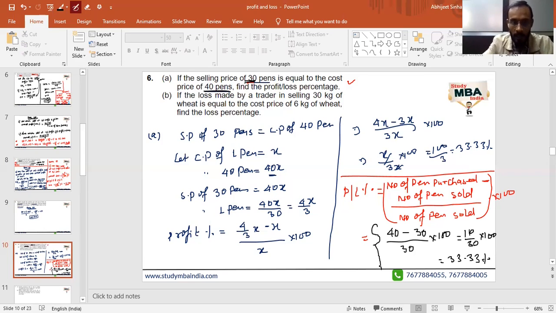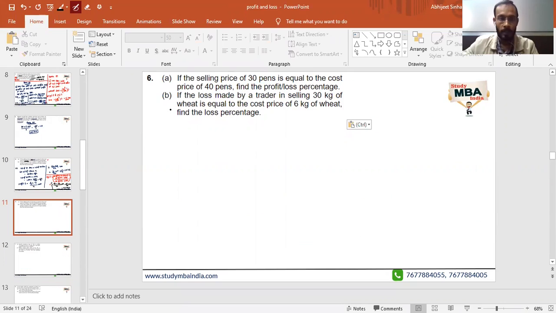So now I hope it's clear. So try question number 6b. We have mentioned that if the loss made by a trader in selling 30 kg of wheat is equal to the cost price of 6 kg of wheat, then you sold 30 kg and the loss that happened was equal to the purchasing price of 6 kg of wheat, so overall what is the loss percent? Sir, 20%. So now we have to find out the loss made by a trader.